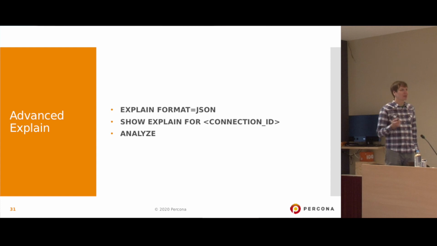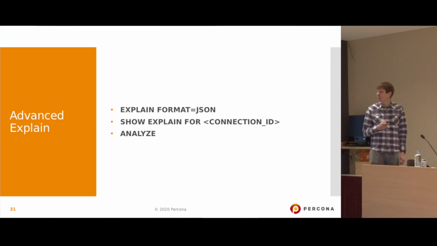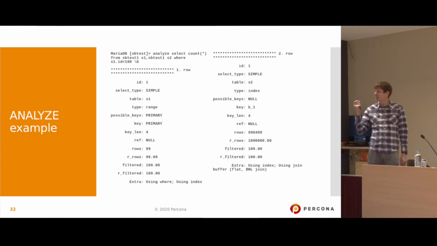There is also an ANALYZE statement in MariaDB, which was known as explain analyze in some early versions, which allows us to actually run the query and see how the actual execution compares to what explain shows, right? This is how it looks with this query, and you can see what explain estimated for the first table versus the actual number of rows. In this case, it's even a 100% match.